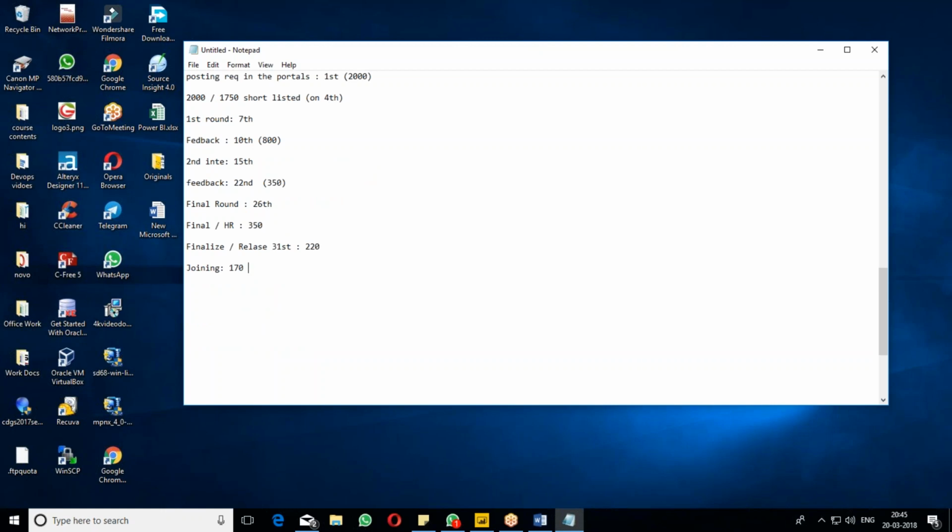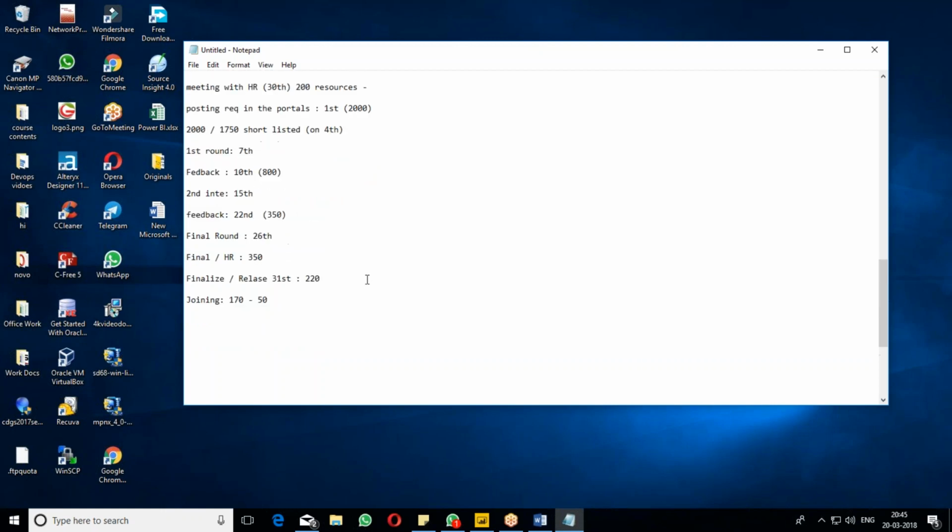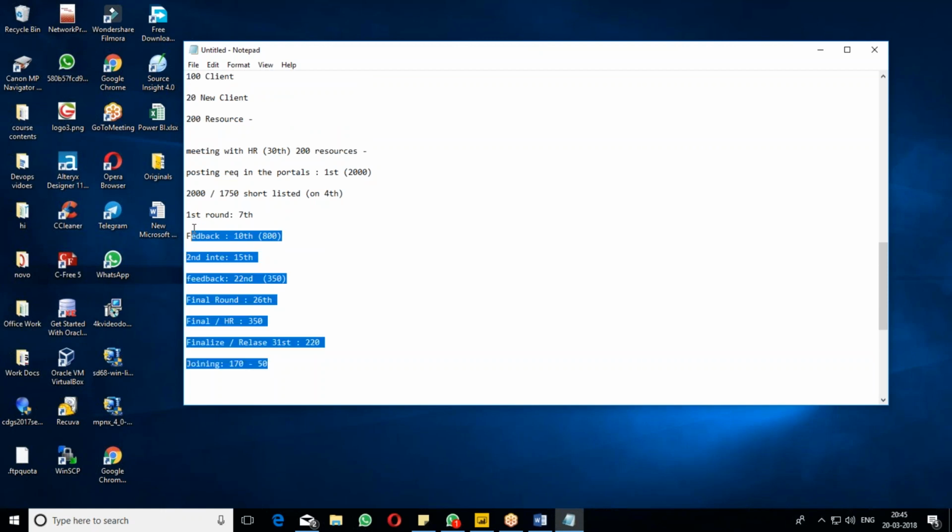Why only 170? What happened to the remaining 50 people? Definitely they will lose it. Any idea? First tell me what you understood in this process, in simple words. They have a requirement for 200 people. They got 2000 resumes, and in the first round they conducted interviews for 1750, and in the second round they got 800, and for the third round they got only 350, and finally they joined only 170.